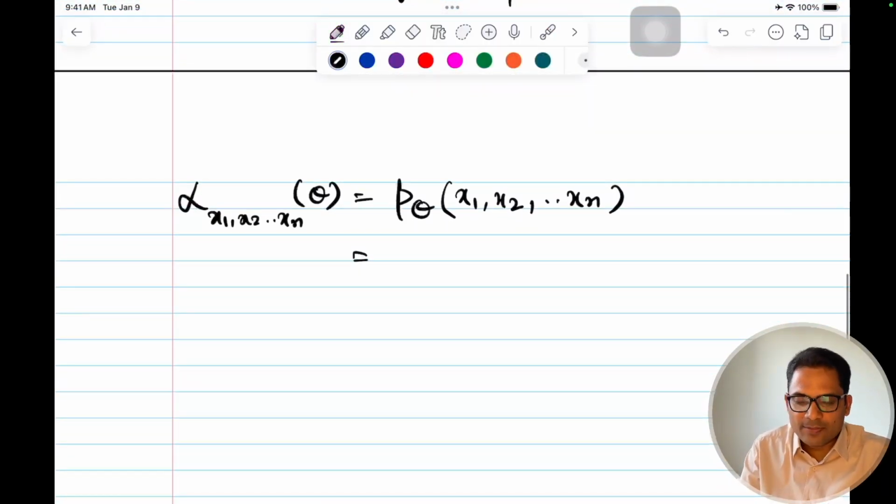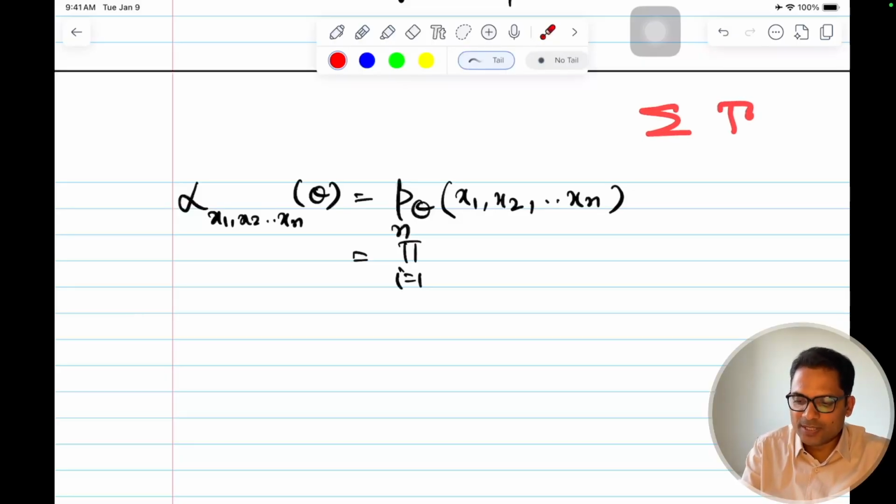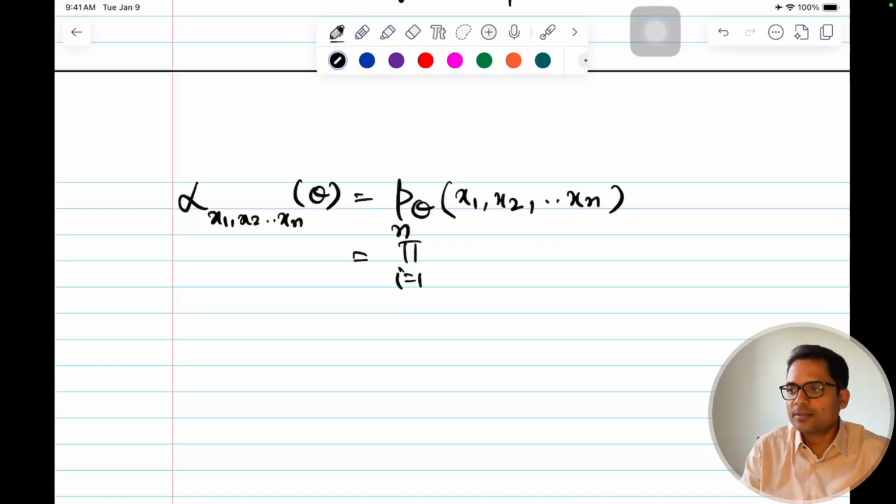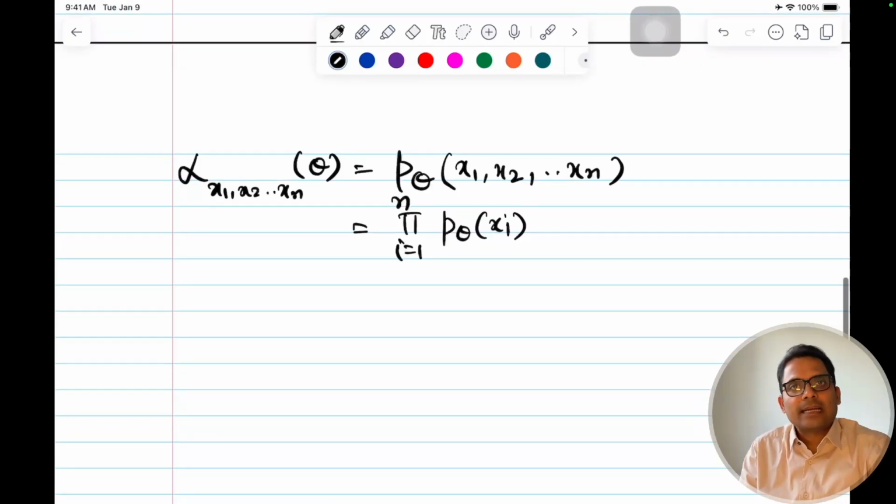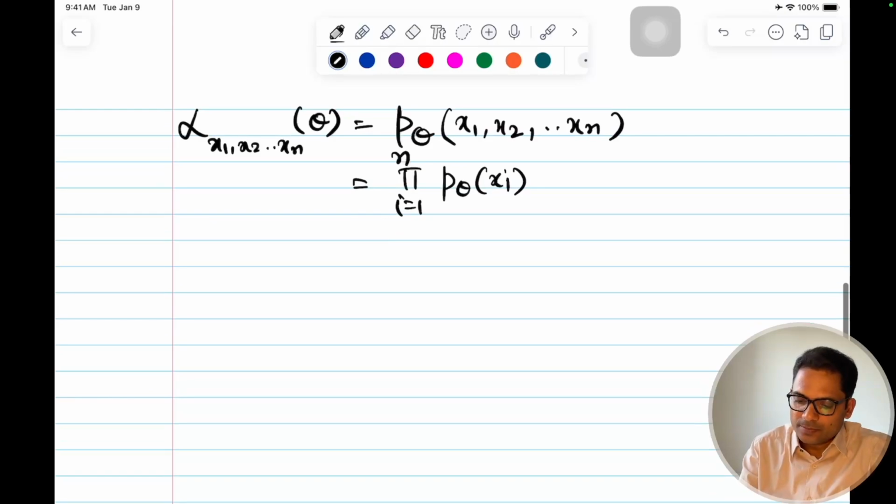So this will be the probability of x1 given theta, into the probability of x2 given theta, like that. That will be the product, we know that from the past. So the product of all of this. This pi symbol means product, and sigma means sum. This is add, and this is product, multiply. So it is the product over i of the probability, given parameter theta, of observing this data xi, since IID.